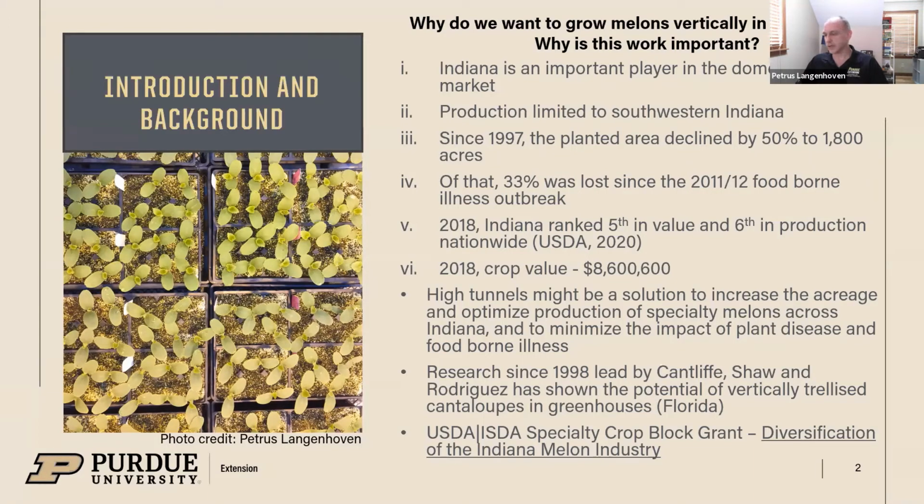Although we did lose a lot of acreage since 1997, we're down to about 1,800 acres currently, and about 33% of that was lost just during the 2011-2012 foodborne illness, the Listeria outbreak that we experienced. And that made me think a little bit about how we can stretch production throughout the state. Mainly production is happening in the southwestern part of the state, where we have more sandy soils, and they also can come into production a lot earlier than the central and northern part of the state.